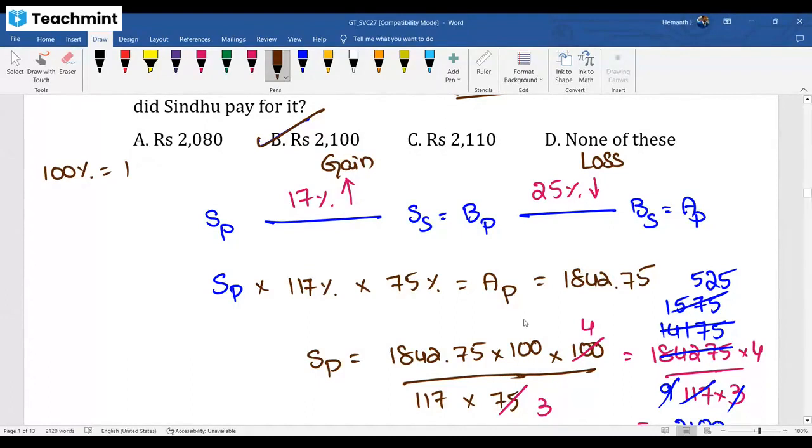Hope you people understand why you got 117 here and why 75 here. So let's move to the next question.